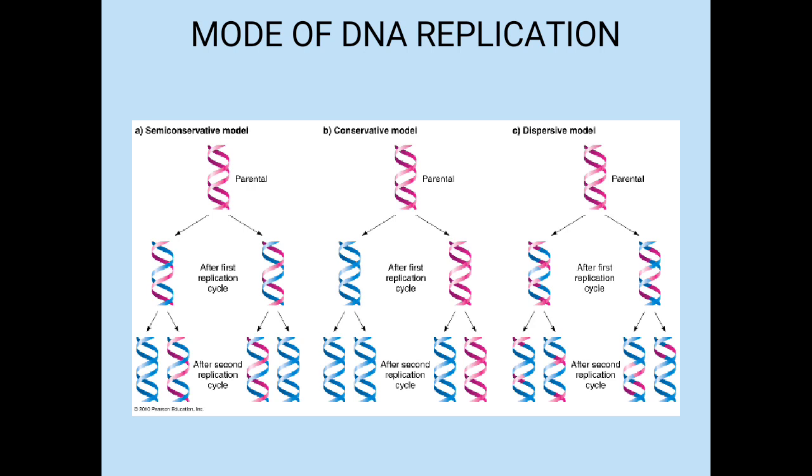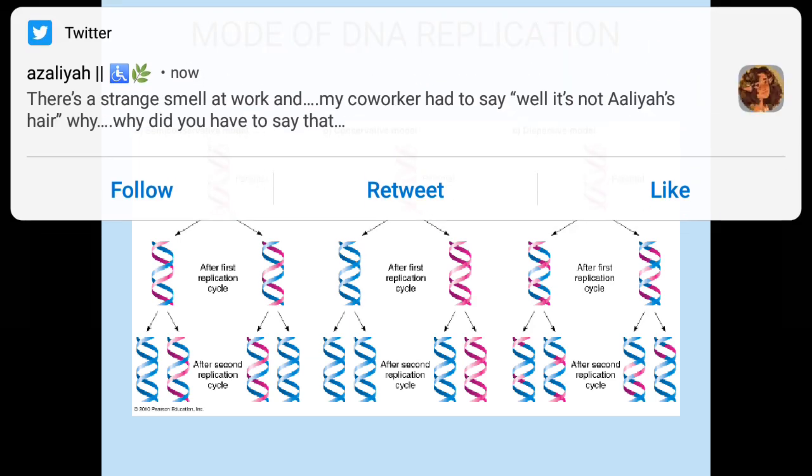The first type is the semi-conservative mode. In this type, the parental molecule gets doubled. The two strands of the parent DNA molecule separate during the process, and each strand acts as a template to synthesize the new strand. That means in the new DNA molecule, there is an old strand and a newly synthesized strand. The old strand acts as a template for DNA synthesis.